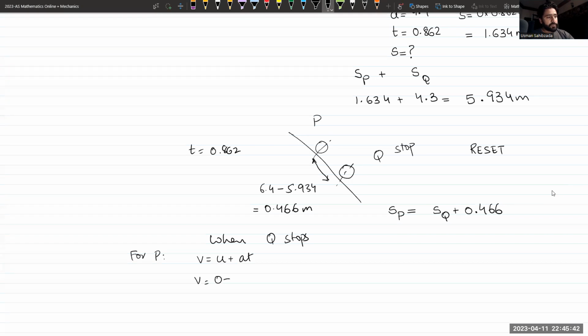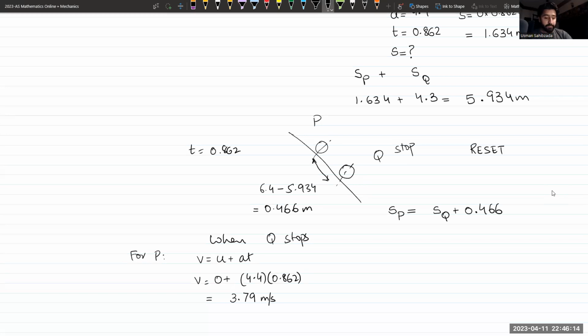V is equal to 0 plus acceleration 4.4 times time, 0.862. Maaz Akif, how much does this come to? 4.4 times 0.862, so 3.79 meters per second. We needed this.